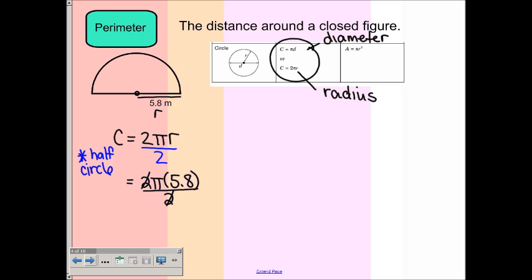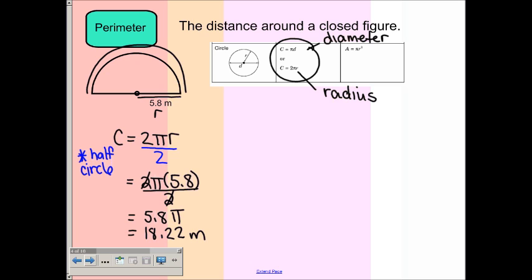Since I've got 2 in the numerator and 2 in the denominator, it will cancel out and I will be just left with 5.8 times pi. You want to leave that calculation of pi till the very end. And again, please do use your pi button as opposed to just 3.14 on your calculator. So calculating that, I get 18.22 meters as the distance around half of the circle.